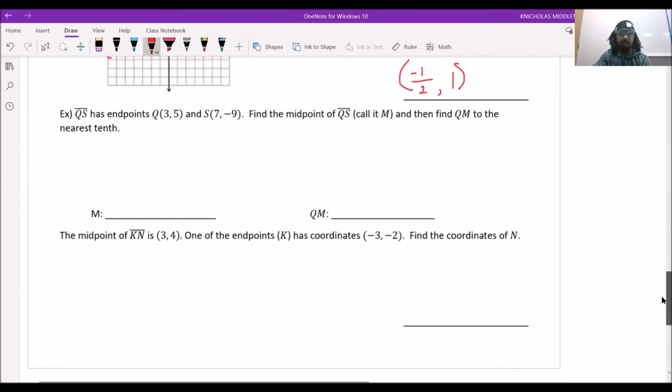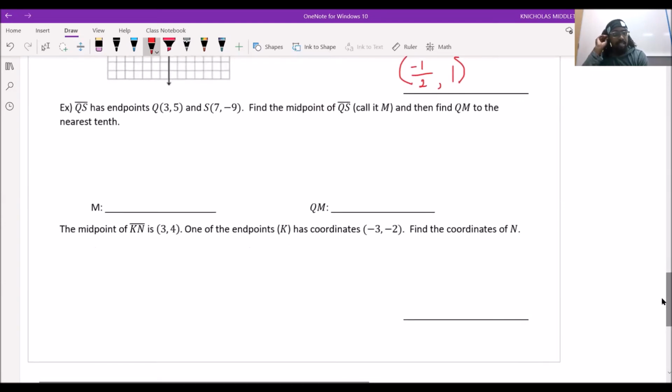All right, a couple more questions. It says QS has endpoints 3, 5, and 7, negative 9. Find the midpoint and call it M, and then find QM to the nearest tenth. So they're asking us first to find the midpoint and then find the distance of half of it.